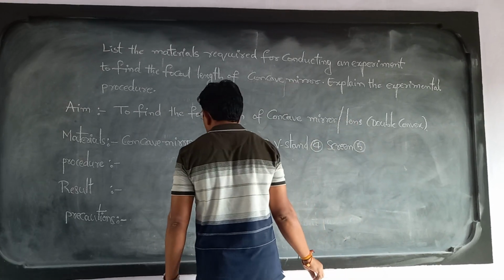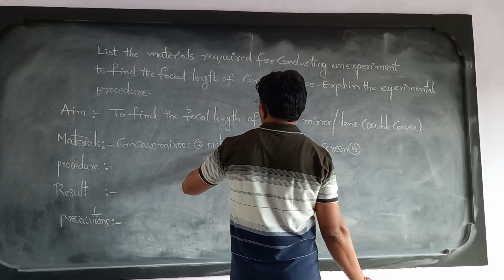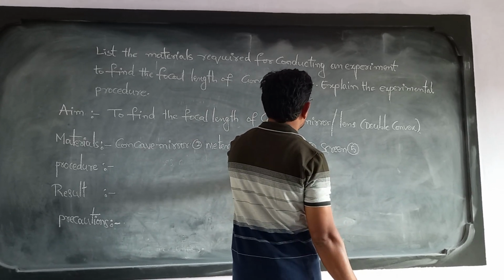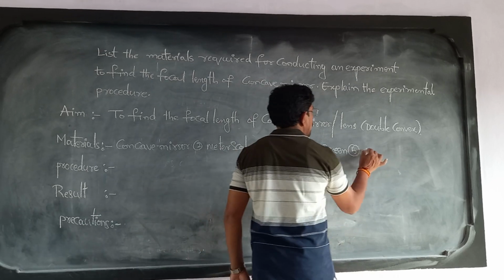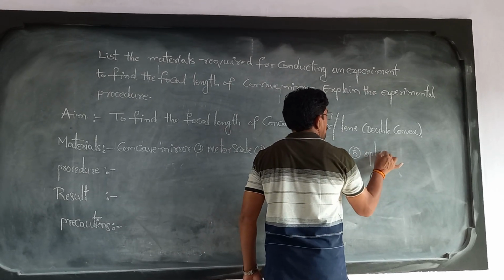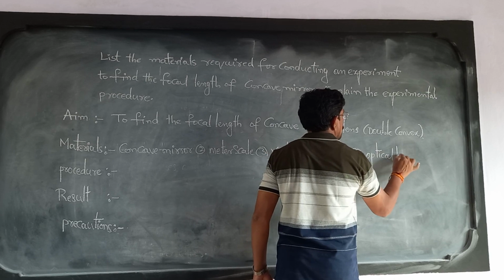Fifth one is the concave mirror, meter scale, V stand, screen and optical bench, whatever it may be. Optical bench.